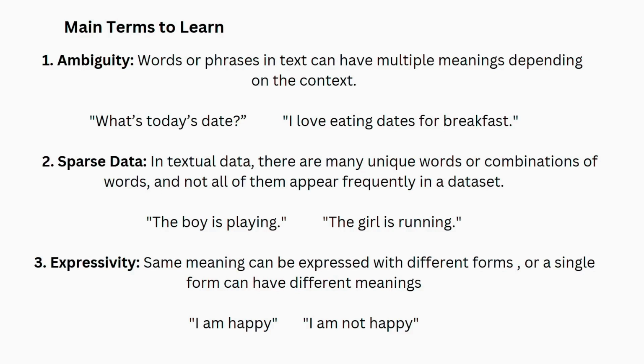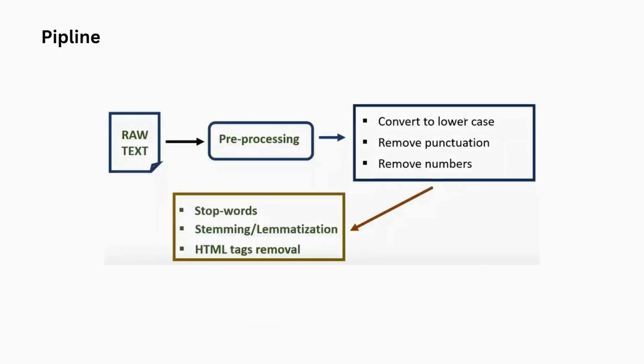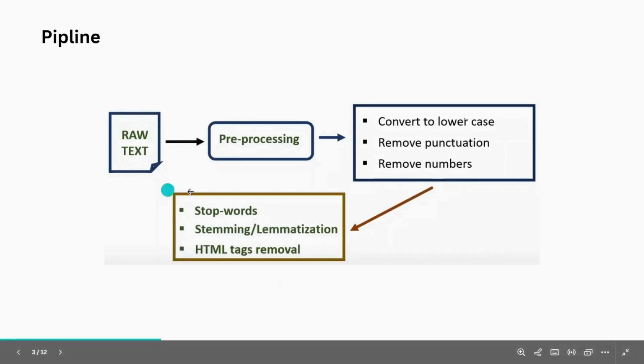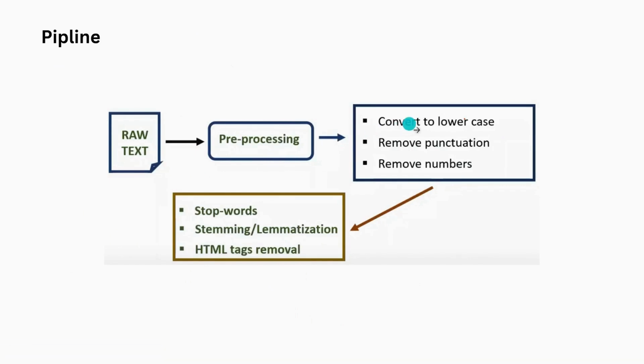Next, we go to the pipeline. Pipeline is the process to convert the text into numerical data. Here we discuss the pre-processing steps. The first step is to convert all the characters into lowercase. Next step, removing punctuations. Next, removing numbers. After that, stop words, stemming, lemmatization, and HTML tag removal. All these steps we will discuss further.